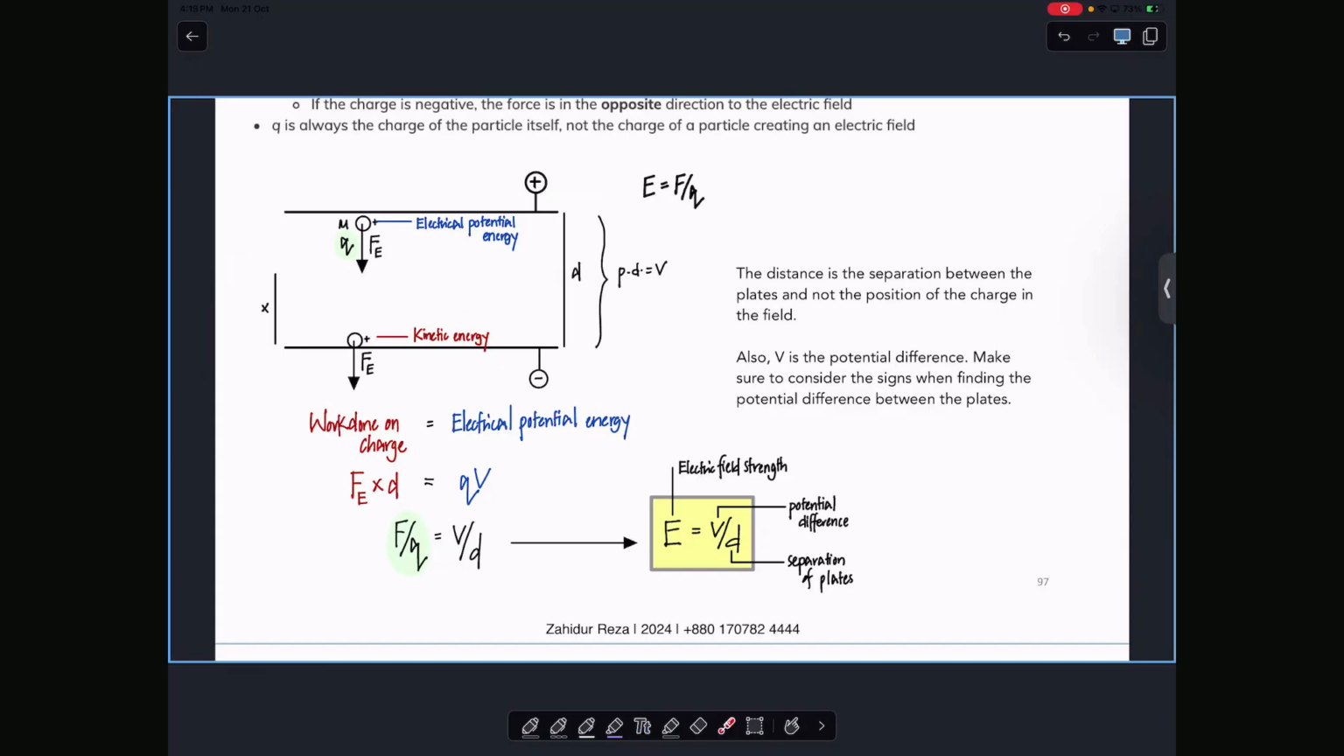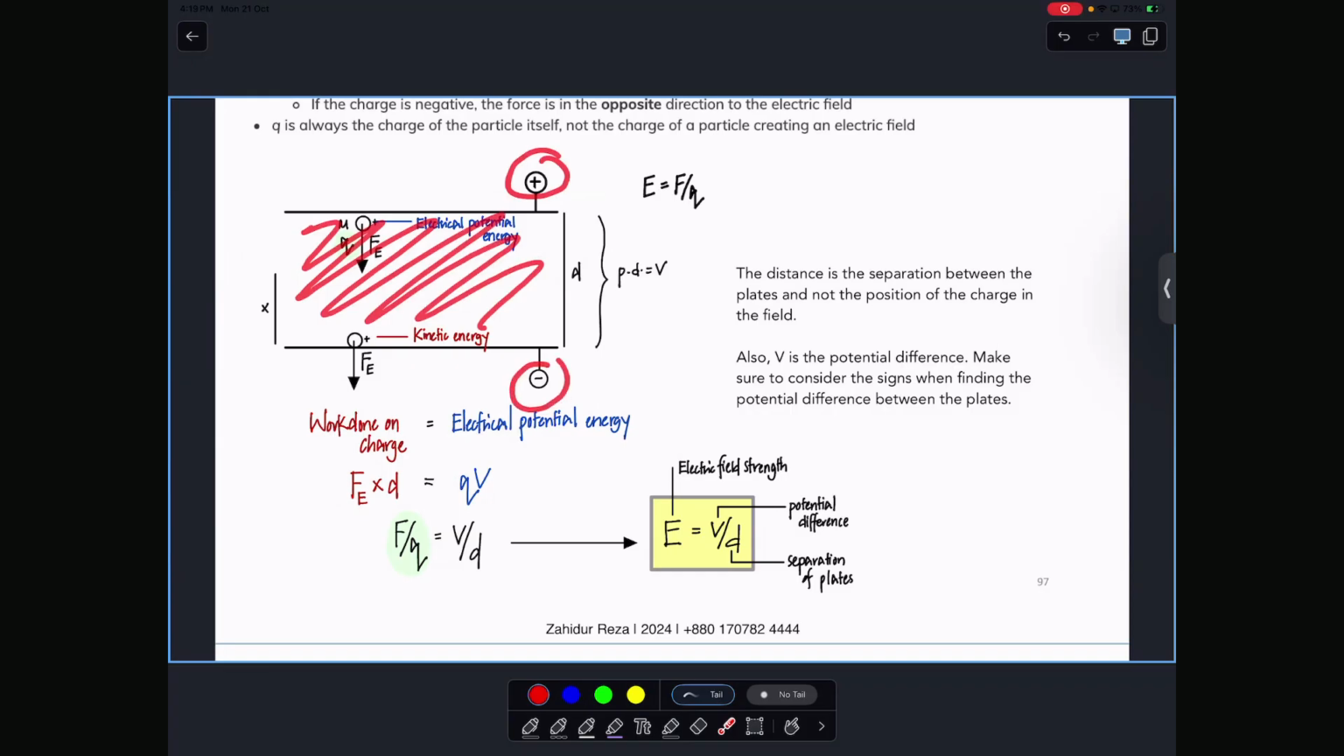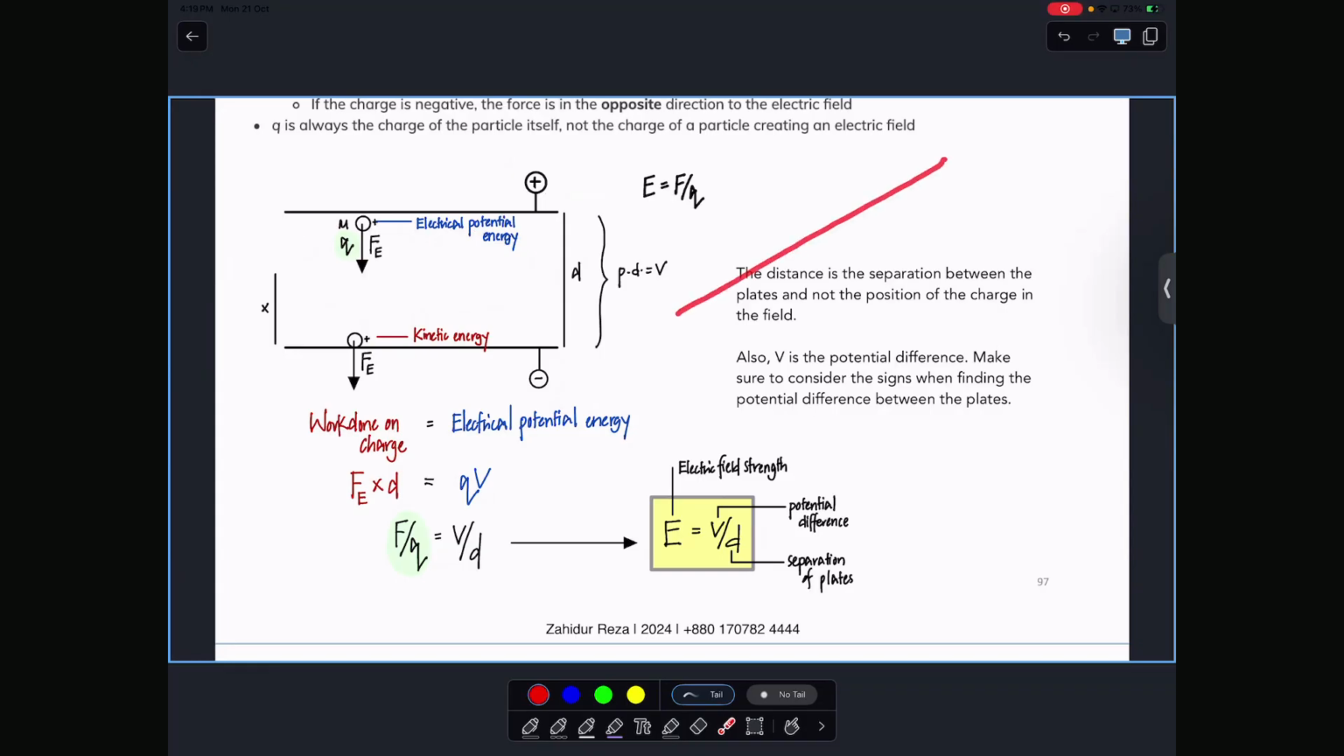So what are the two ways in which you can increase the strength of this field? You can increase the potential difference between the plates, or you can bring the plates close to each other. And we saw that in the other example the other day, if you remember, the plates were like this. So this place had a stronger field and it got weaker as we went out. And the stronger field there was because the plates were very close.